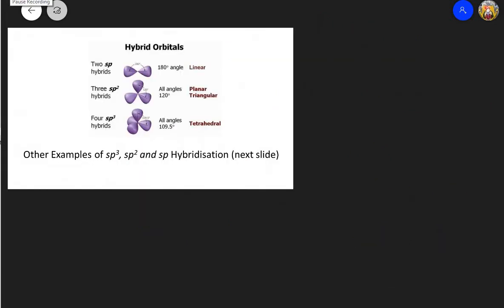Now let us conclude the definitions so far of Sp, Sp2 and Sp3 with respect to their examples. First one is with respect to Sp. If there are 2 Sp hybrid orbitals, you can see that the bond angle is 180 degrees, right? If the bond angle is 180 degrees, then the molecule is called linear, and the best example we have seen is beryllium dichloride. It is a linear molecule.